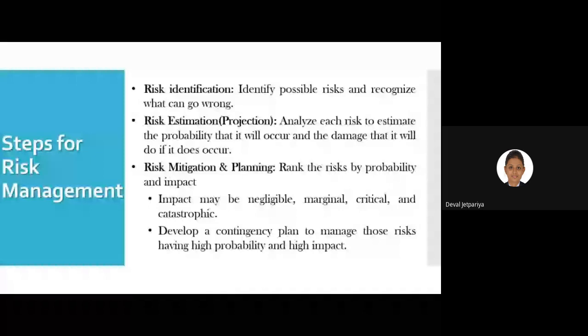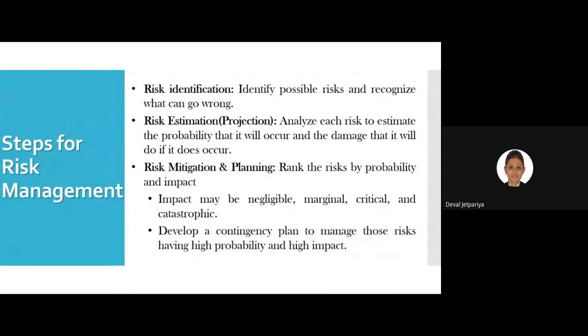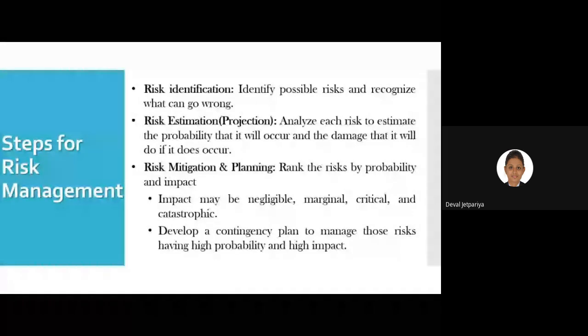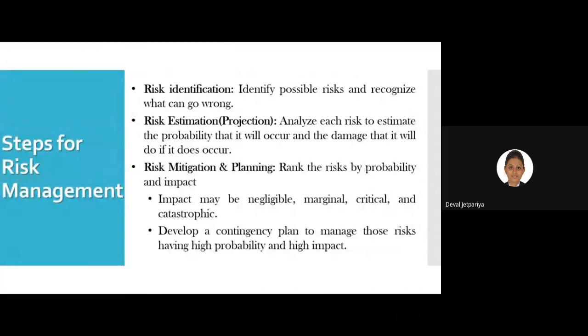Risk mitigation and planning: rank the risks by probability and impact. The impact may be negligible, marginal, critical, and this word is new for me, catastrophic, right? So here we are mitigating, looking at the categories of our risk. We are holding several meetings to identify each and every margin and ratio of your project.